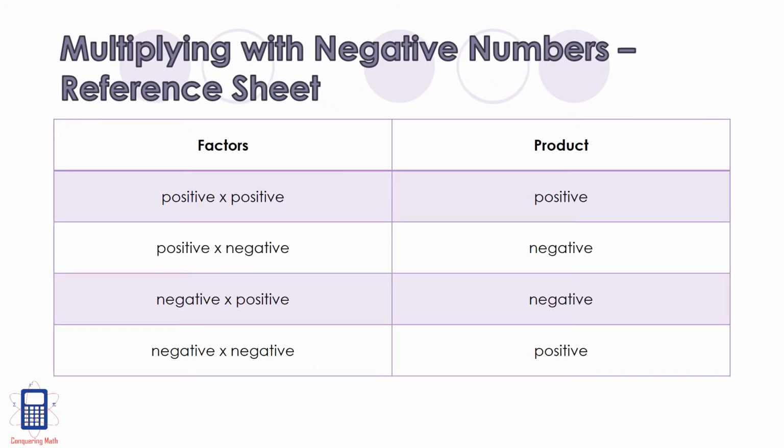This reference sheet can really come in handy when you're trying to solve these problems. You might want to stop and copy this down on your own page so that you can refer back to it later on. If you take a look on the left-hand column, we have the two factors. If we have a positive number times a positive number, we will have a positive product. If we have a positive number times a negative number, we will have a negative product. A negative times a positive also gives a negative product. And finally, a negative times a negative will give us a positive product.